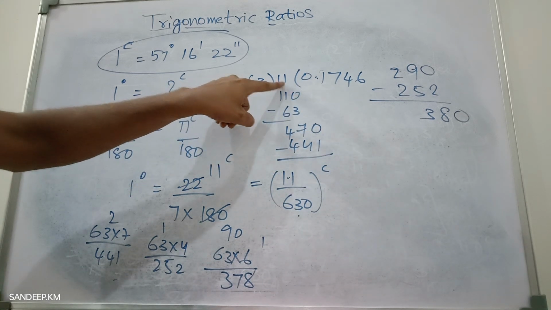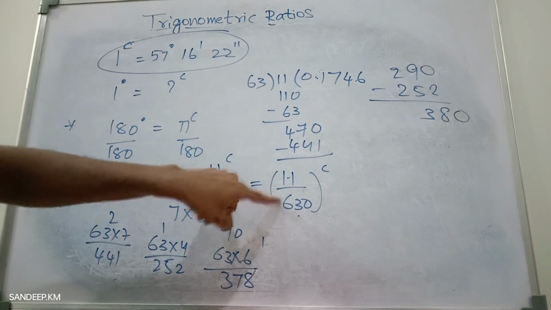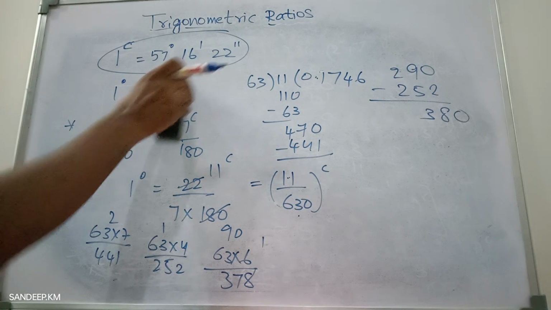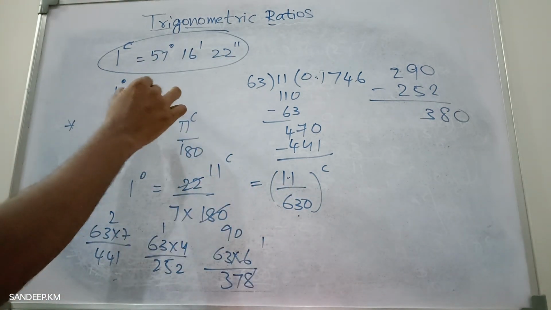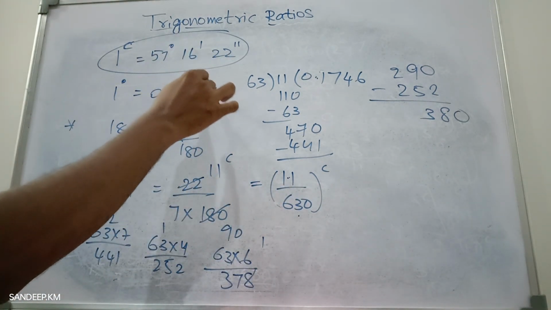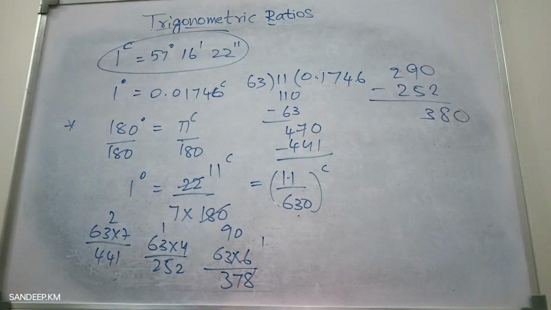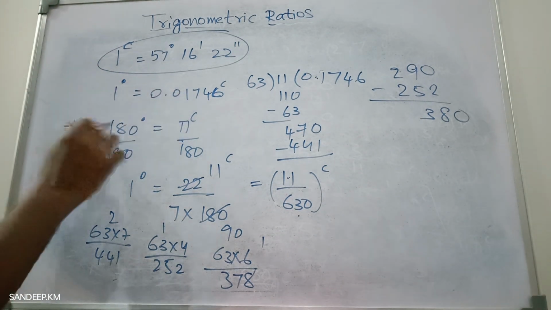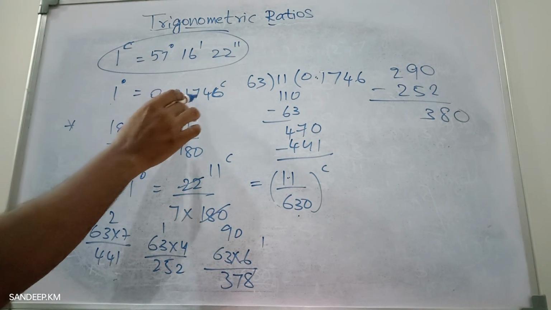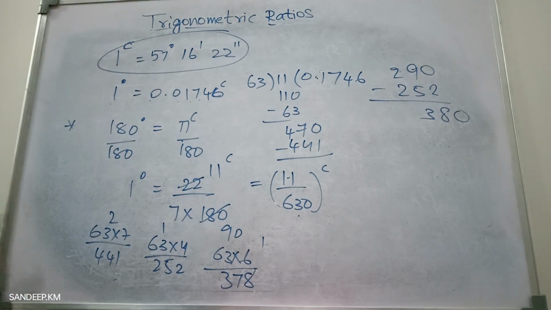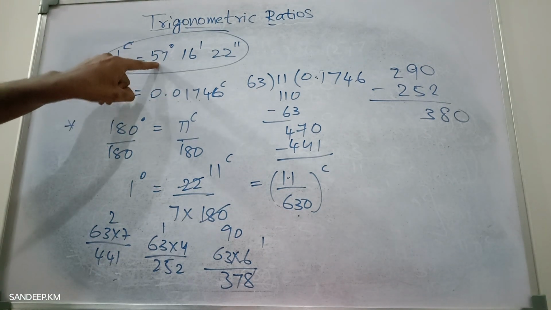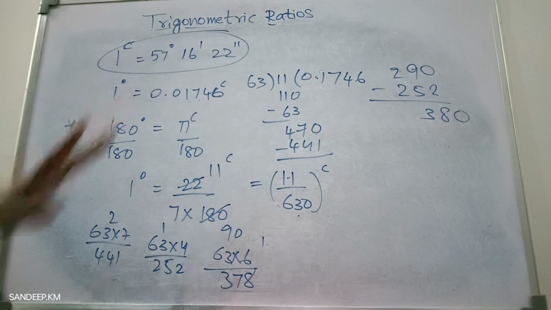But you are dividing 11 with 630, not 63. Therefore, it will be equal to how much, dear students? It will be equal to 0.01746 radians. So this is it. 1 degree is equal to 0.01746 radians, and 1 radian is equal to 57 degrees, 16 minutes, 22 seconds.